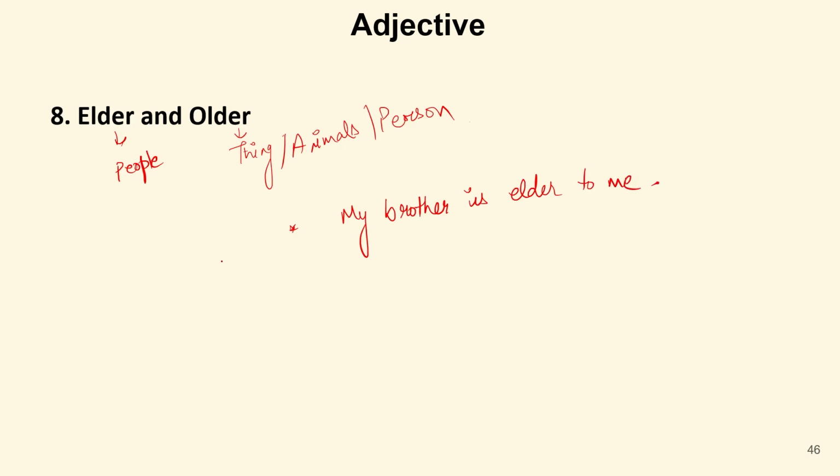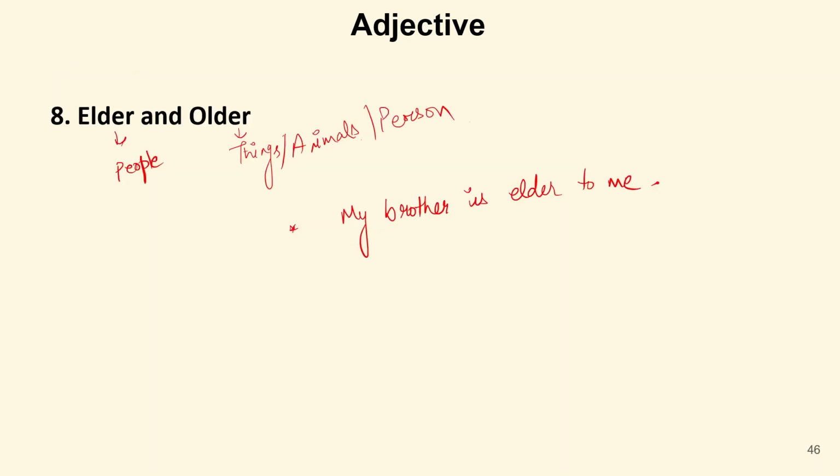But in case of things and animals, we see that the things get older. For example, my bicycle is old. Suppose this dog is older than that one. So this dog is older. So in case of animals, we use older.